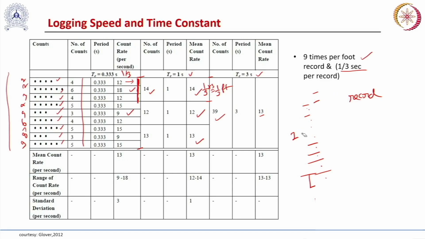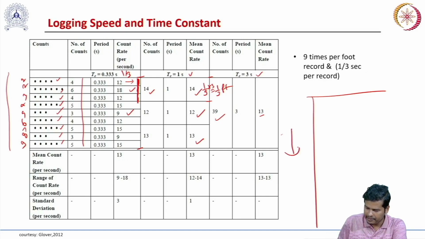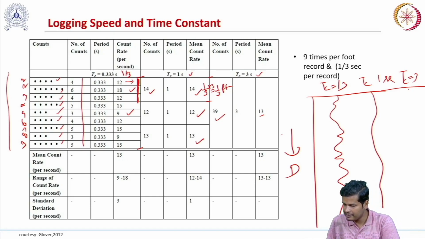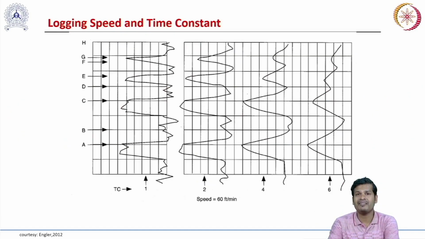So if I plot all the records for all the time constants, it will look something like this. Let's say this is my depth. When the time constant was 1 by 3, I will have a record with some fluctuation like this. When the time constant was 1 second, I will have a very slow fluctuation. When the time constant was 3 seconds, I will get a fluctuation like this, because I have only a single data point. This way you can see the fluctuation is minimized by increasing the time constant over which the data is averaged.